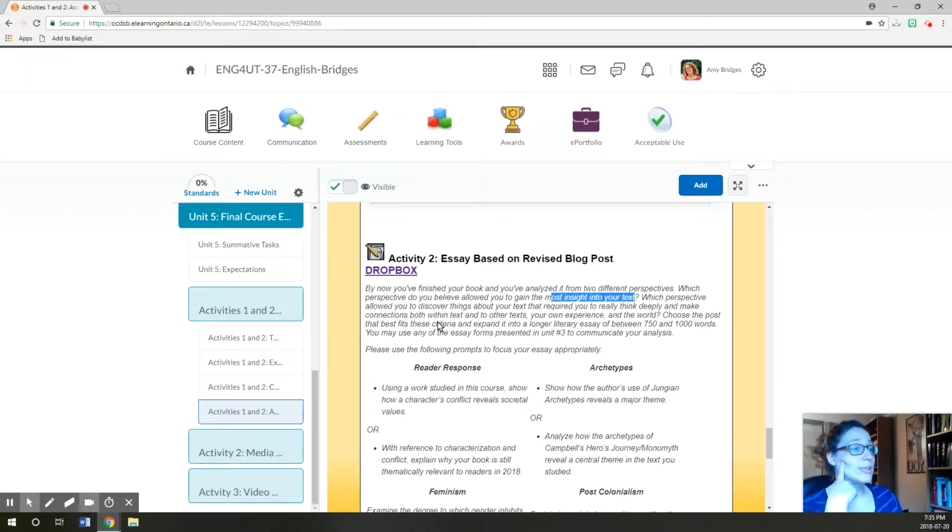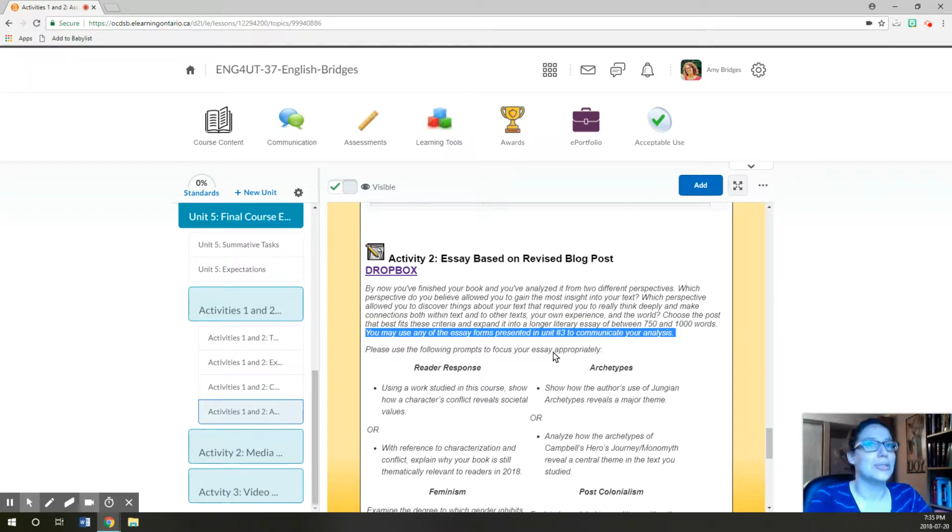So choose the post that best fits these criteria, and then you're going to develop that into an essay of between 750 and 1,000 words. And you may use any of the essay forms presented in Unit 3 to communicate your analysis. I'm just going to caution you that you should not do that. So if you try and write a narrative essay, for example, obviously the instructions say you can, but you're not going to be able to do any literary analysis in a narrative. So it would be very ill-advised to do that.